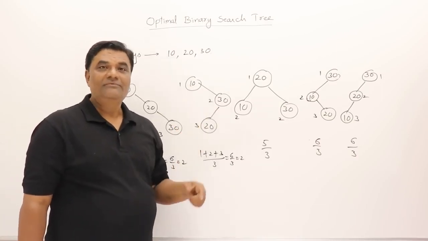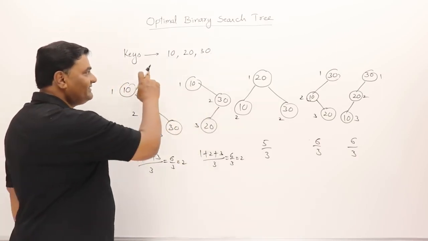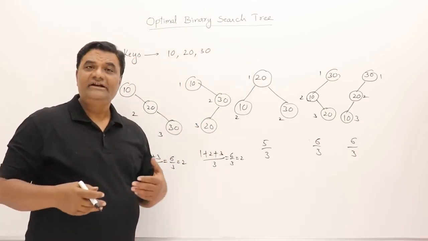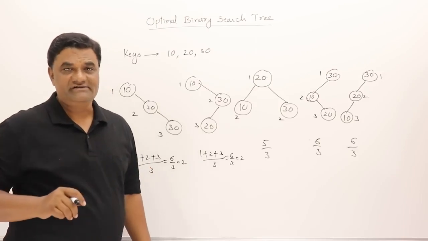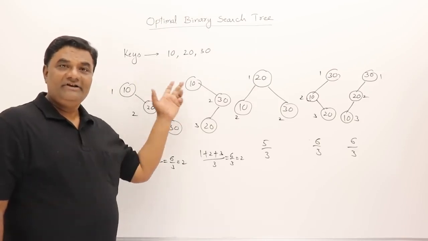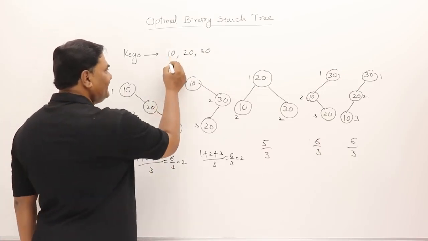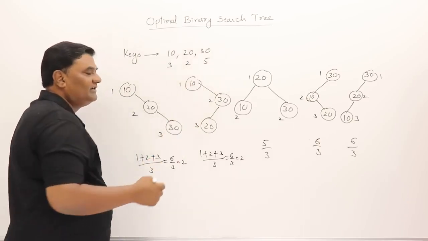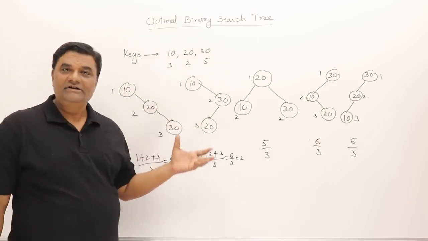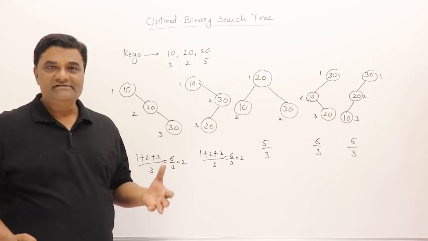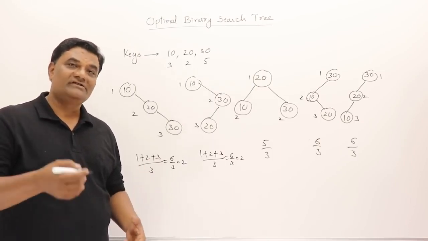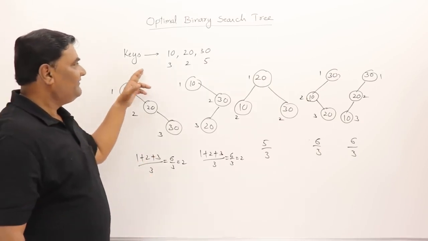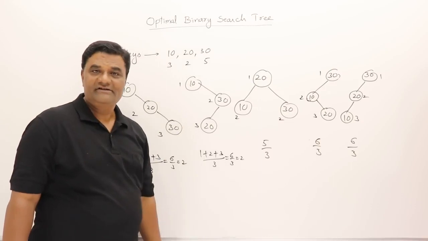In this problem we consider that if these are the keys available, then we also consider the frequency of searching of those keys. Let us say the frequency of searching 10 is 3, this is 2 and this is 5. This means that all the keys will not be searched with the same frequency. Some keys are more frequently used, so we search them more often, and some are rarely used. Who is having the highest frequency? 30 is having the highest frequency.